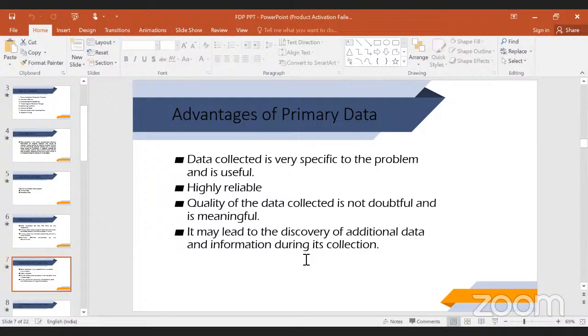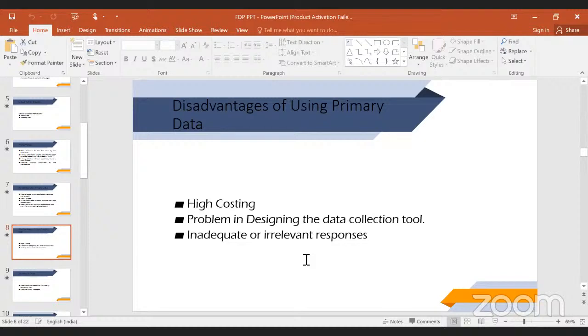And it may lead to the discovery of additional data and information during its collection. Maybe when I am collecting data for one aspect of my research, I may also end up collecting some additional information that may be useful in future as well.